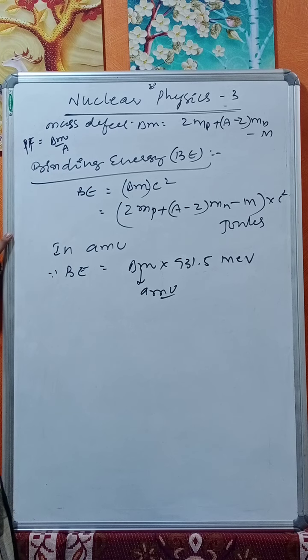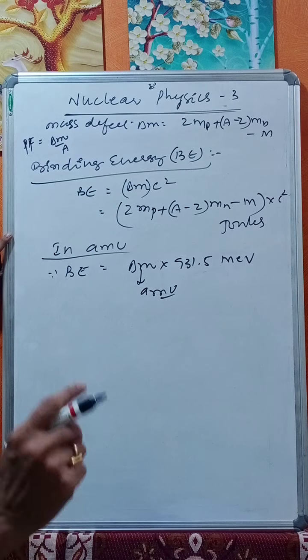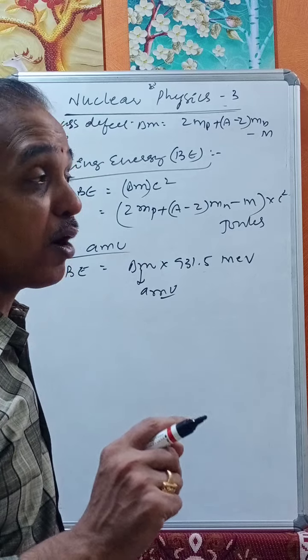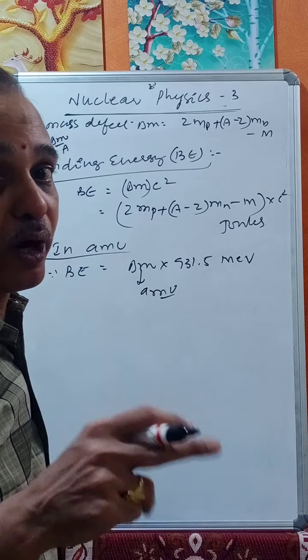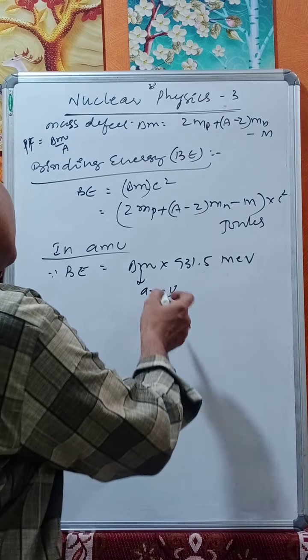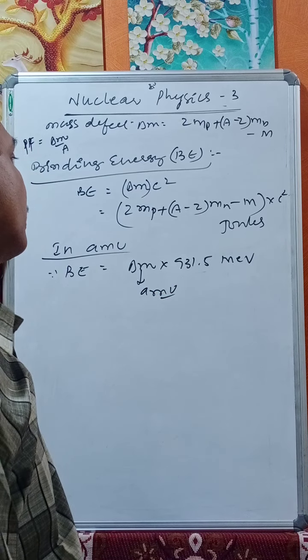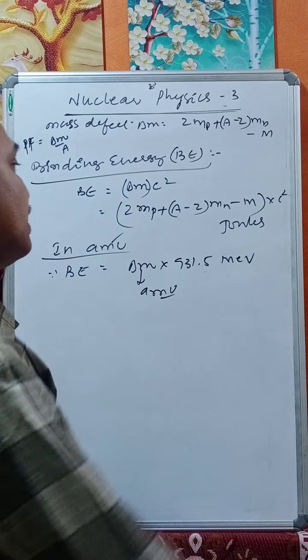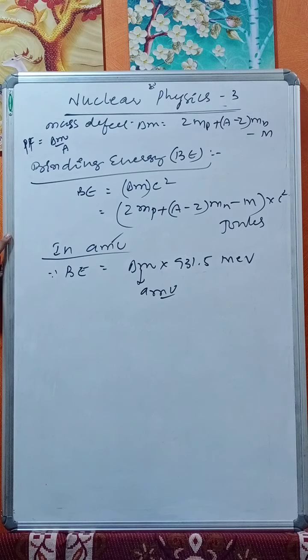Therefore, the mass defect multiplied by 931.5 gives binding energy in MeV when the mass defect is in atomic mass units. I told you one AMU is equal to 1.66 into 10 power minus 27 kg, which is 931.5 MeV. So if it is in AMU, the binding energy is 931.5 multiplied by the mass defect.